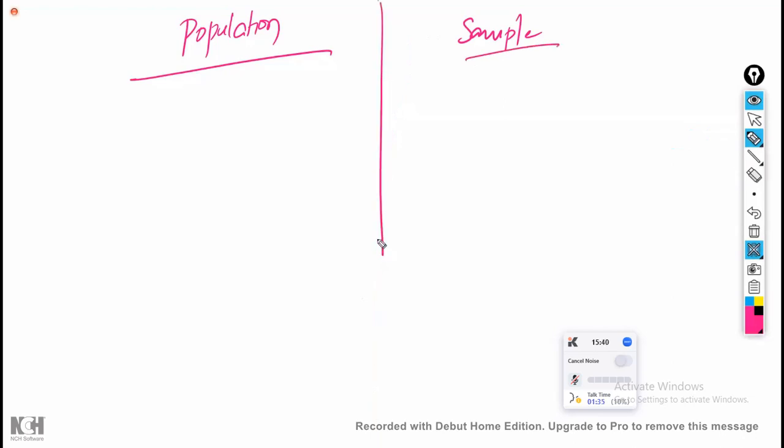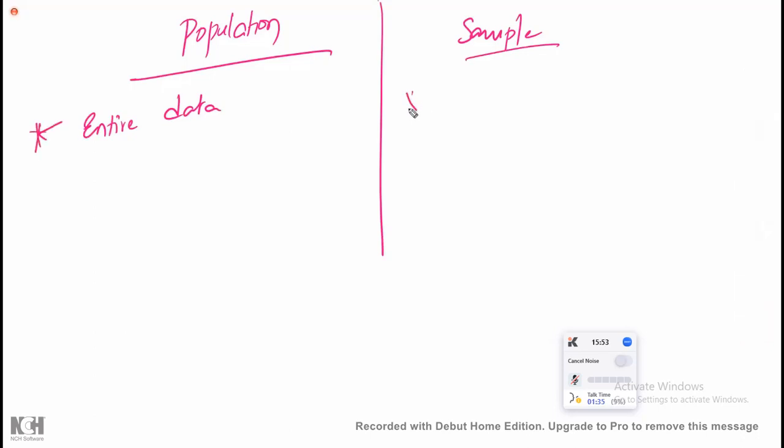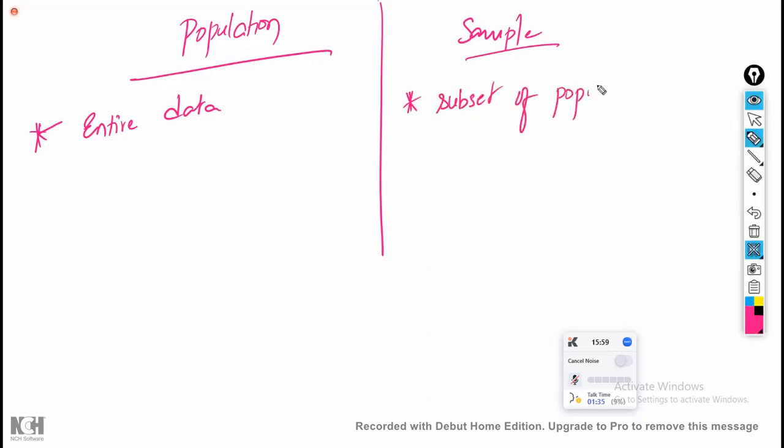Population means the entire data is considered as population. Entire data is called as population. Now, what is meant by sample? Subset of population. Subset of population is called as sample.